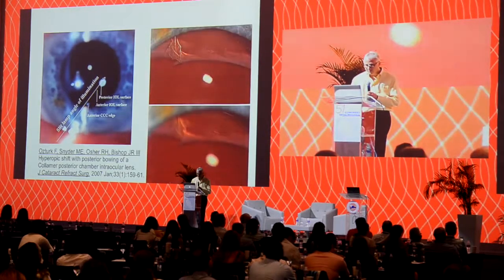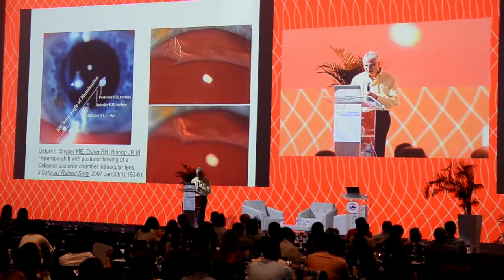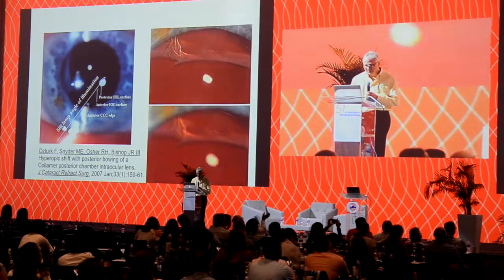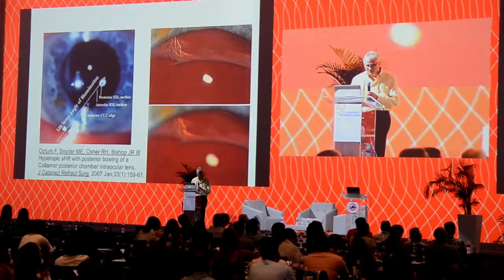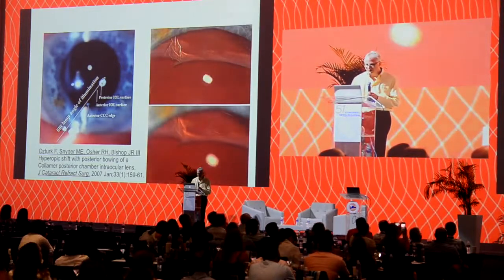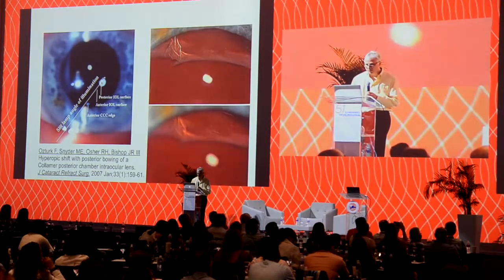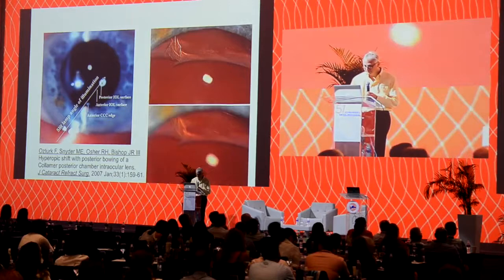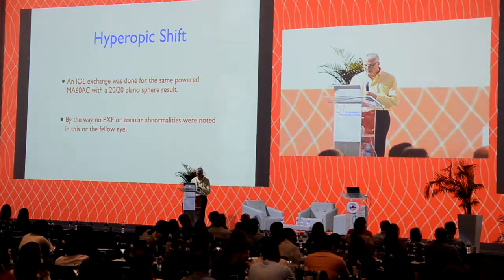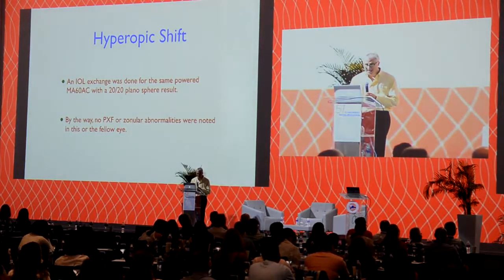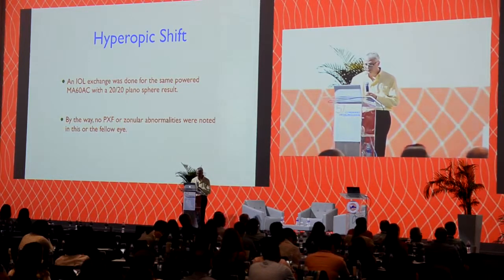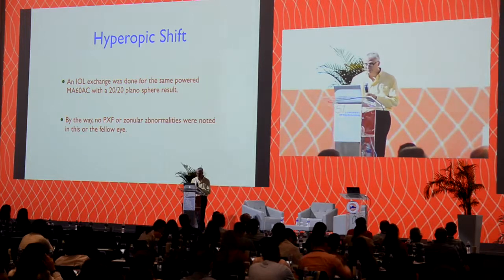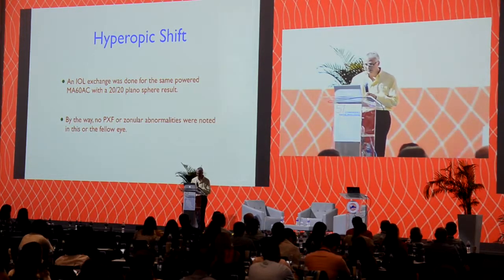Note here, the slit beam first hits the anterior edge of the iris, then it hits the capsulorhexis, then it hits the anterior IOL surface and the posterior IOL surface. This lens is vaulted backwards and had a progressive hyperopic shift which continued over time. Patient had an IOL exchange for the same powered 3-piece acrylic implant lens, 20/20 plano sphere result. By the way, there was no pseudoexfoliation syndrome, no zonular abnormalities were noted in this eye or the fellow eye. Be very cautious using super soft lenses.